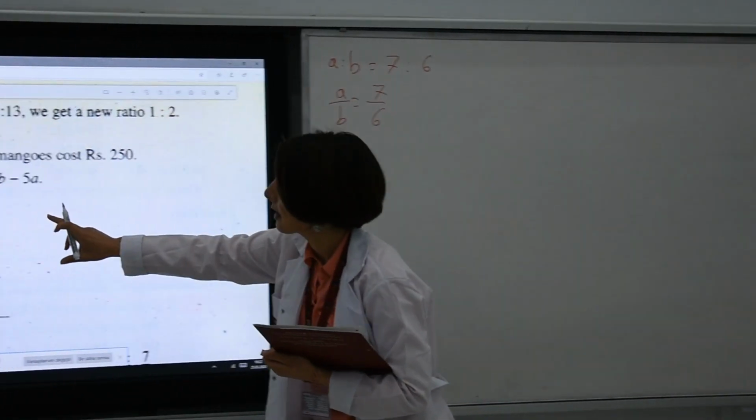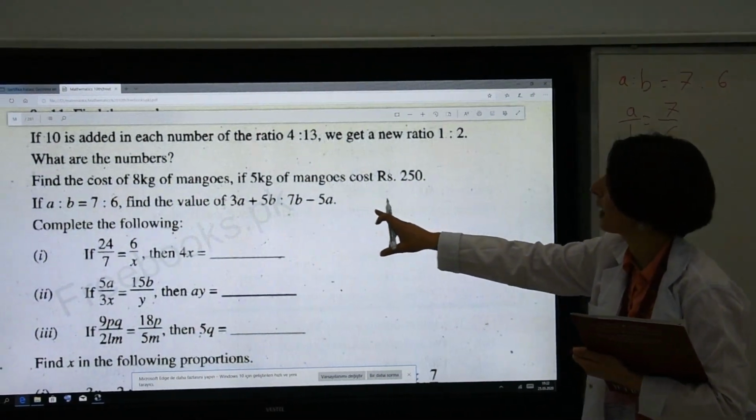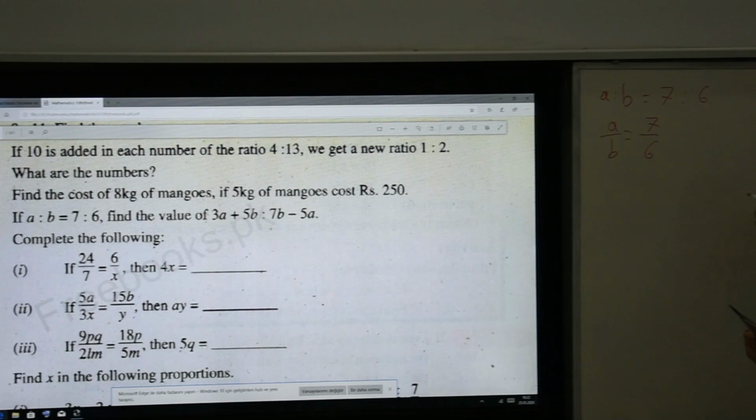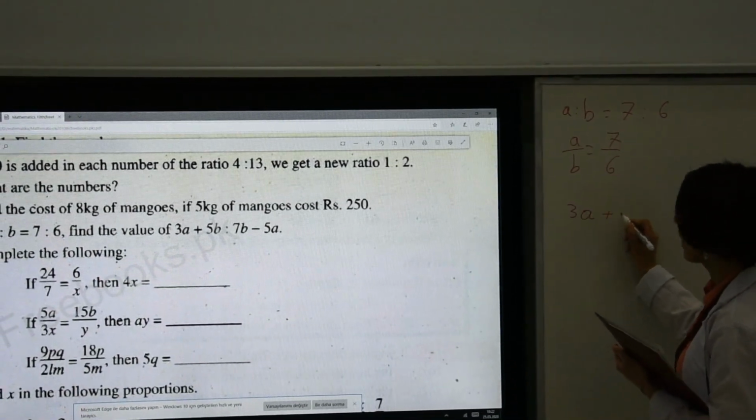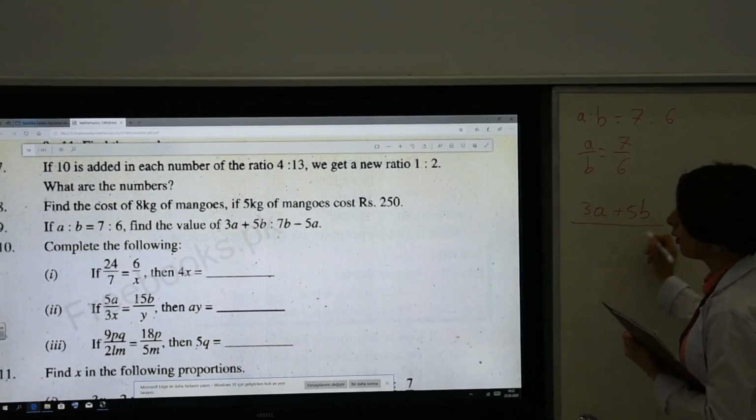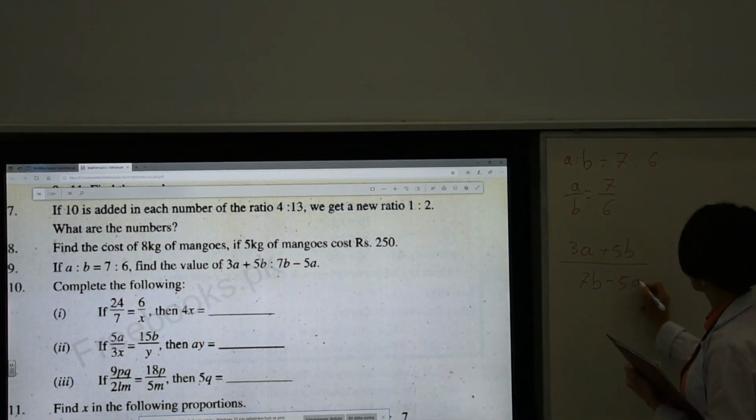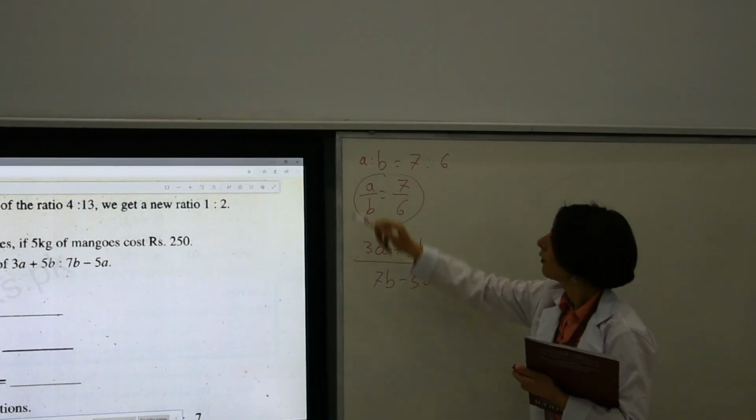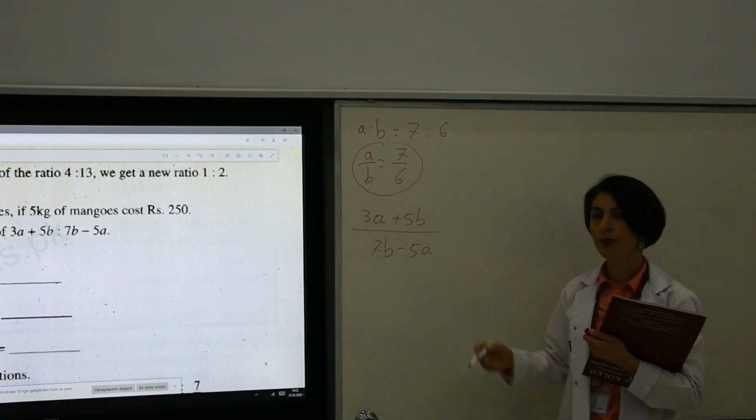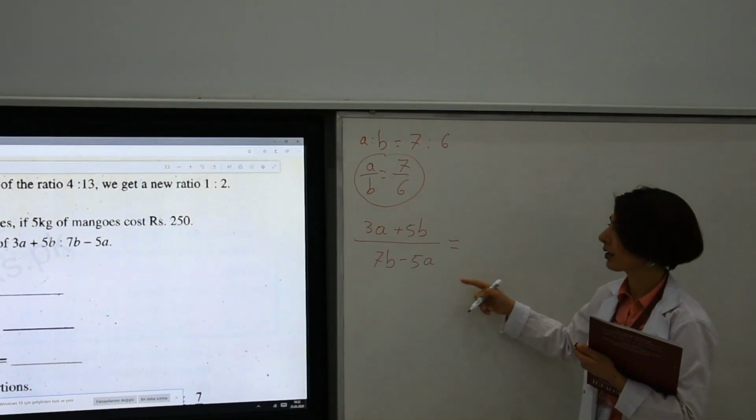And now it says that we should find the ratio of 3a plus 5b to 7b minus 5a. So this one, I can also write in fraction as 3a plus 5b over 7b minus 5a. What can I do now? I have the ratio of a to b, so I can divide the numerator and the denominator by b. Have a look.